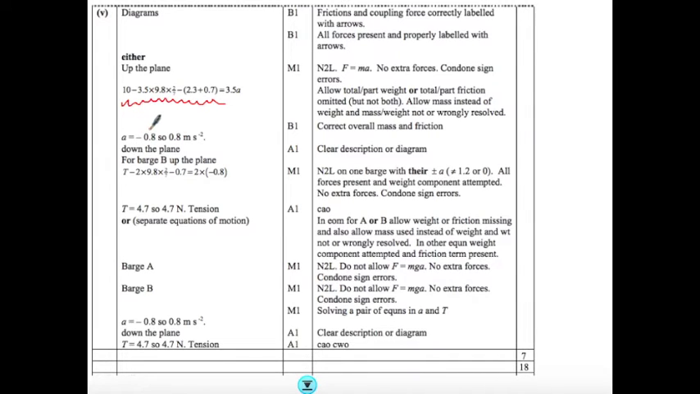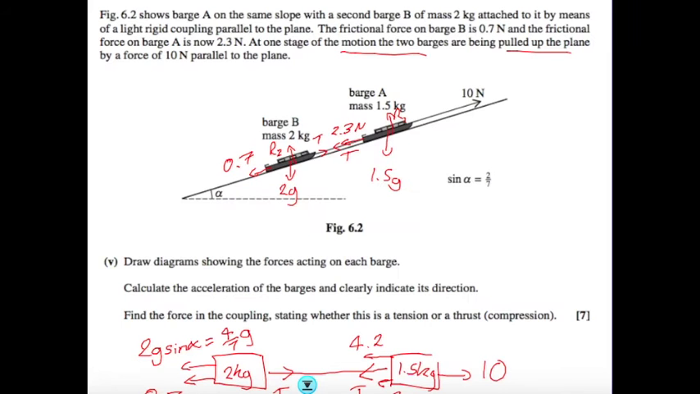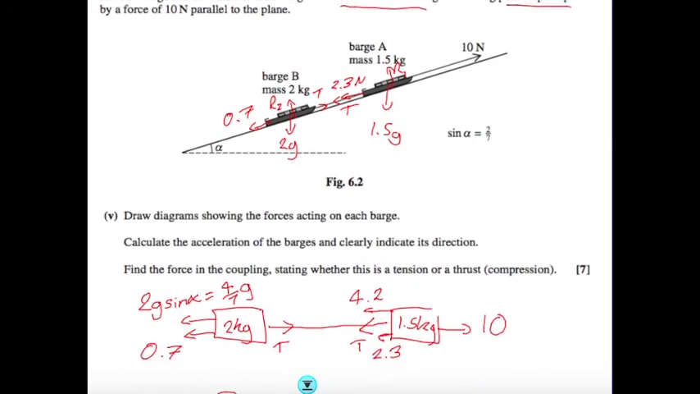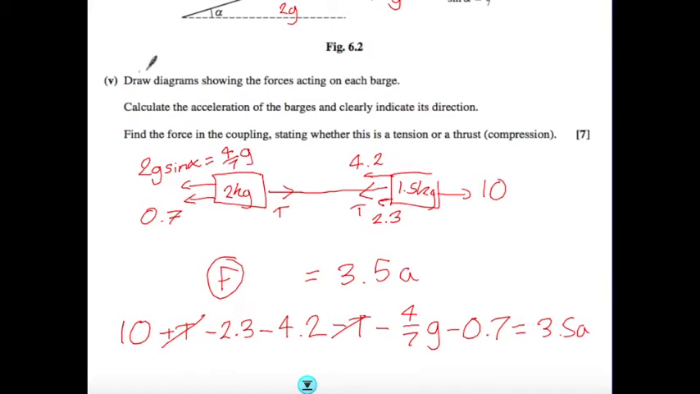So because we get a minus, that means the acceleration is going down the plane. Now, it doesn't mean the barges are moving backwards, it just means they're slowing down because the acceleration is backwards. So now we know that a is minus 0.8, we can start to think about the tension. So there we go, a is minus 0.8, and then you need to say something about that being 0.8 up the slope.